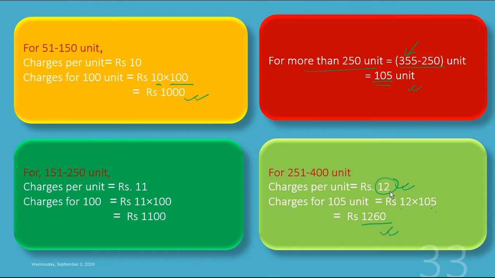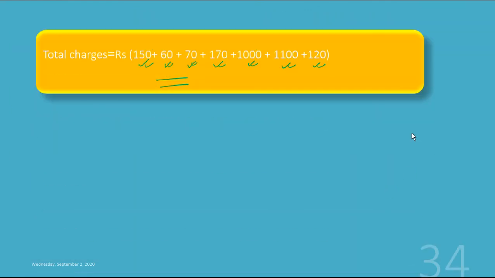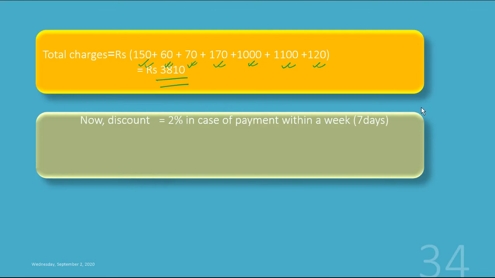Total price, you can add all. It is 3810. Now he has paid within 5 days, means within 7 days they will get a discount. This is the latest information. It was 3% in the book, but it is 2% now, dear students. So do it accordingly.